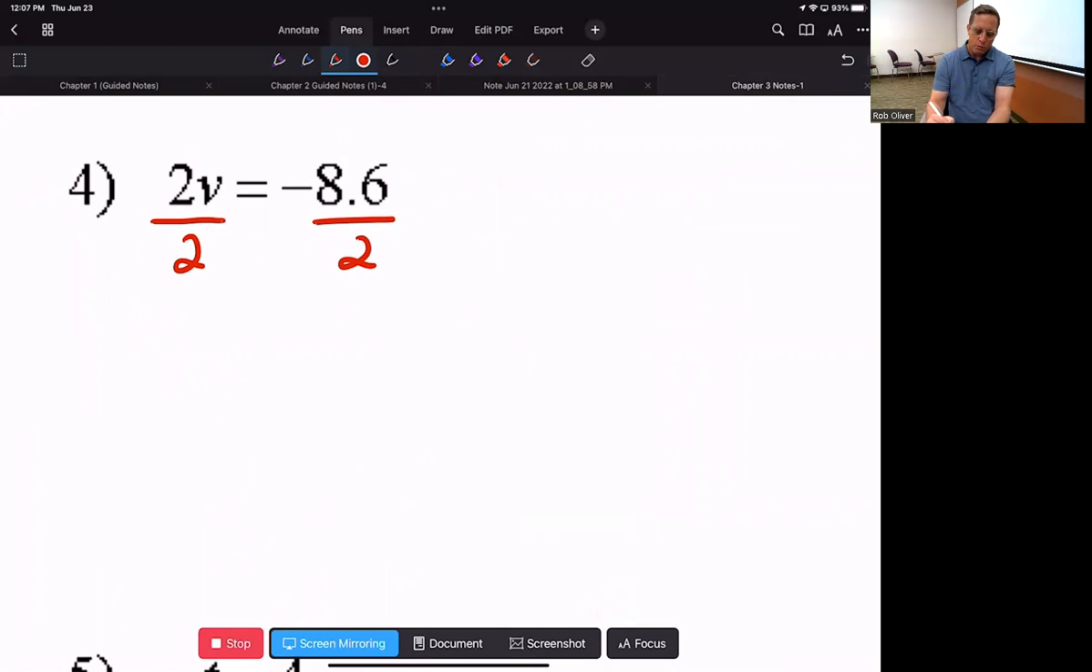And just to point out what happens here, on this side, those 2's cancel out, because that's what you want to happen. On the variable side, you want the variable to be the only thing. You've heard your math teacher say this, you want to get the x, in this case it's a v, but you want to get the variable by itself. So you got v equals, and then -8.6 divided by 2 is -4.3.